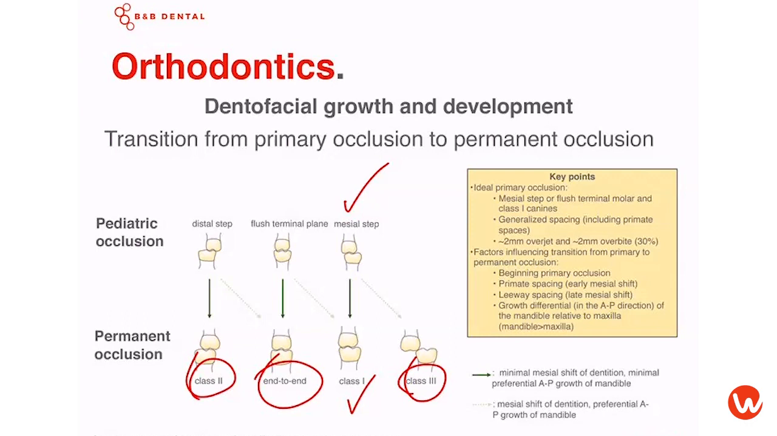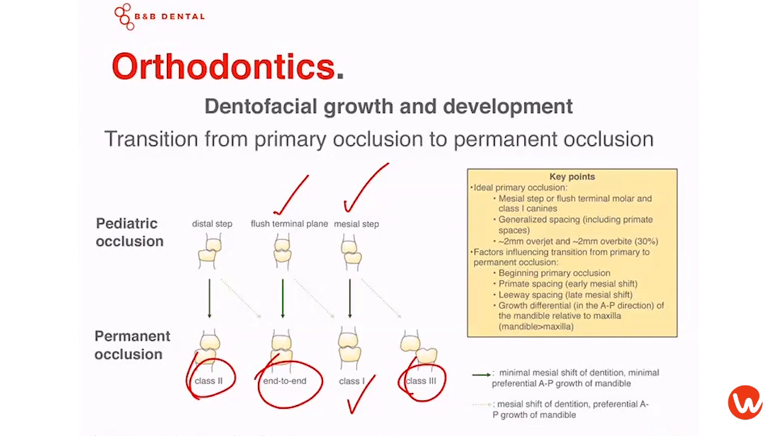Now, looking at that flush terminal plane, we look at that most posterior primary molar, so where those second primary molars are, and the most distal surfaces of the teeth are aligned and almost flush. Those patients with that occlusion pattern in the primary pediatric occlusion will most likely end up in end-to-end occlusion or shift to a class 1 occlusion, depending on how their growth will develop.